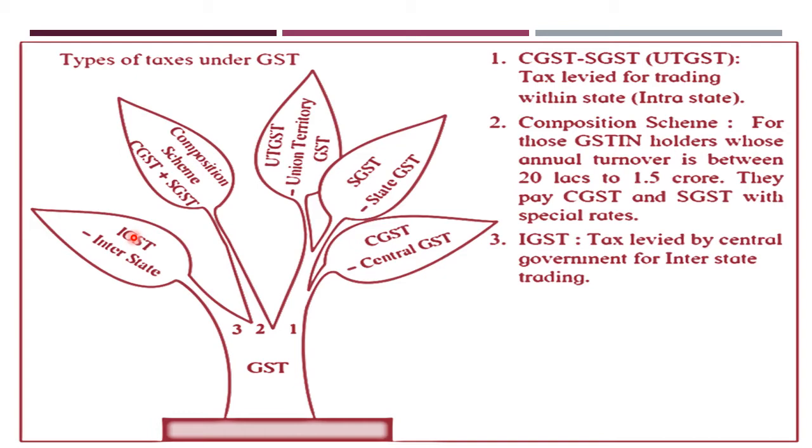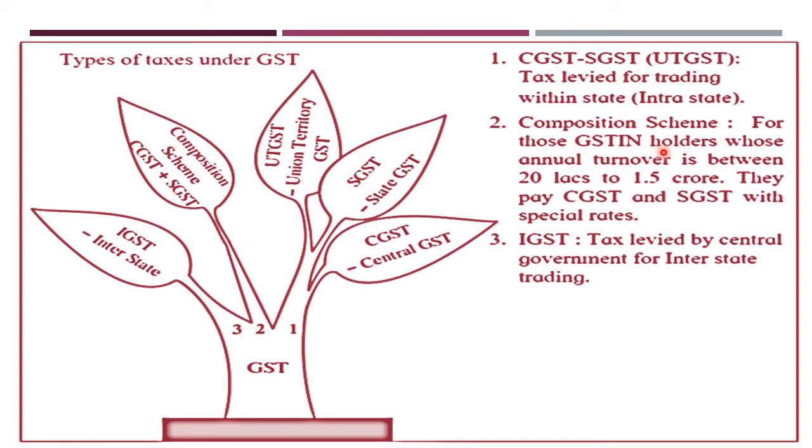But if the product is sent from Maharashtra, or if the transaction happens between two business firms, one in Maharashtra and one in Rajasthan, that means two different states, that is an interstate transaction, then there is IGST, that is Interstate GST. Okay, so the first is SGST, CGST or UT GST, tax levied for trading within the state. When it is within the state, there is a fixed rate of tax, and suppose 18% GST is there, then 9% will go to CGST and 9% goes to SGST. This we already know.